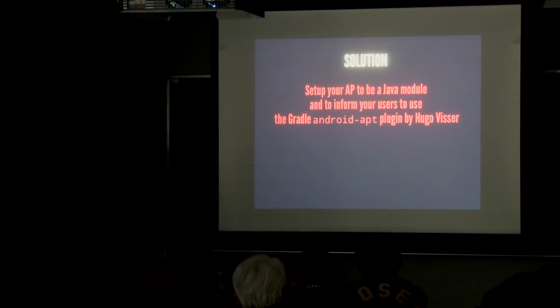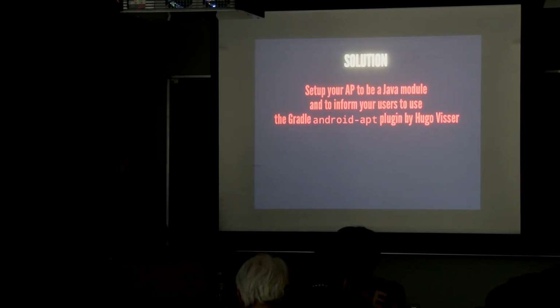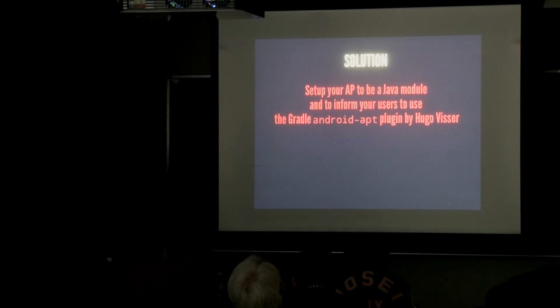And then a nice idea is actually to use the Android APT plugin, which probably most of you already use if you use other libraries that use annotation processing. So yeah, use that and just tell your users to do that. And what the APT plugin does for you is basically, well, it frees you from all the hassle. So it tells Gradle where to put the generated files and then where to look for them afterwards and so on. So it's actually very convenient.